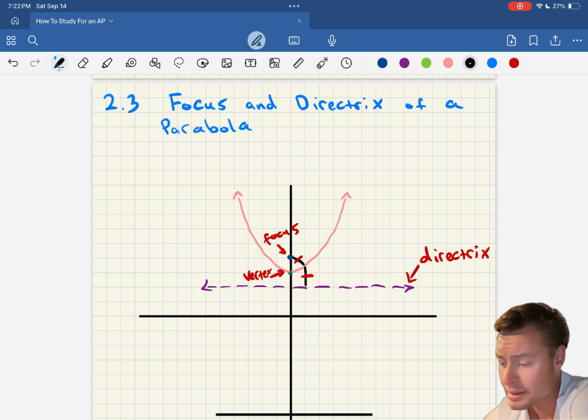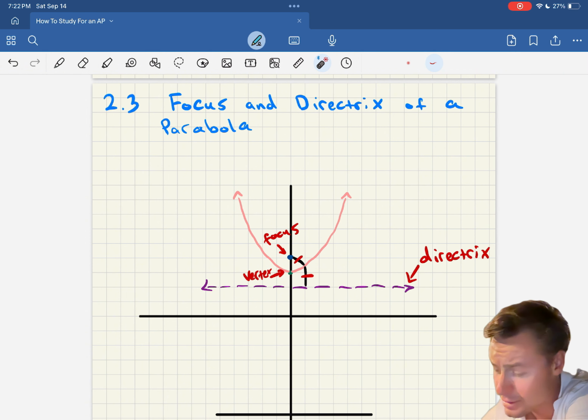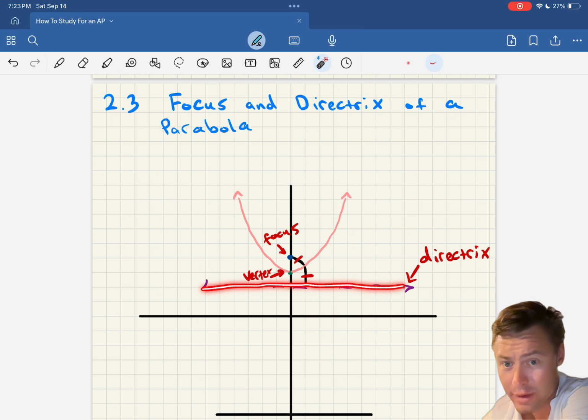The focus is a point that is equidistant from any point on the parabola when compared to the directrix. And I know that that's a mouthful, but basically all it is, if you look at this diagram here, we've got our vertex, which is our little green point. Above that, we've got our focus, and then below that, we've got our directrix.